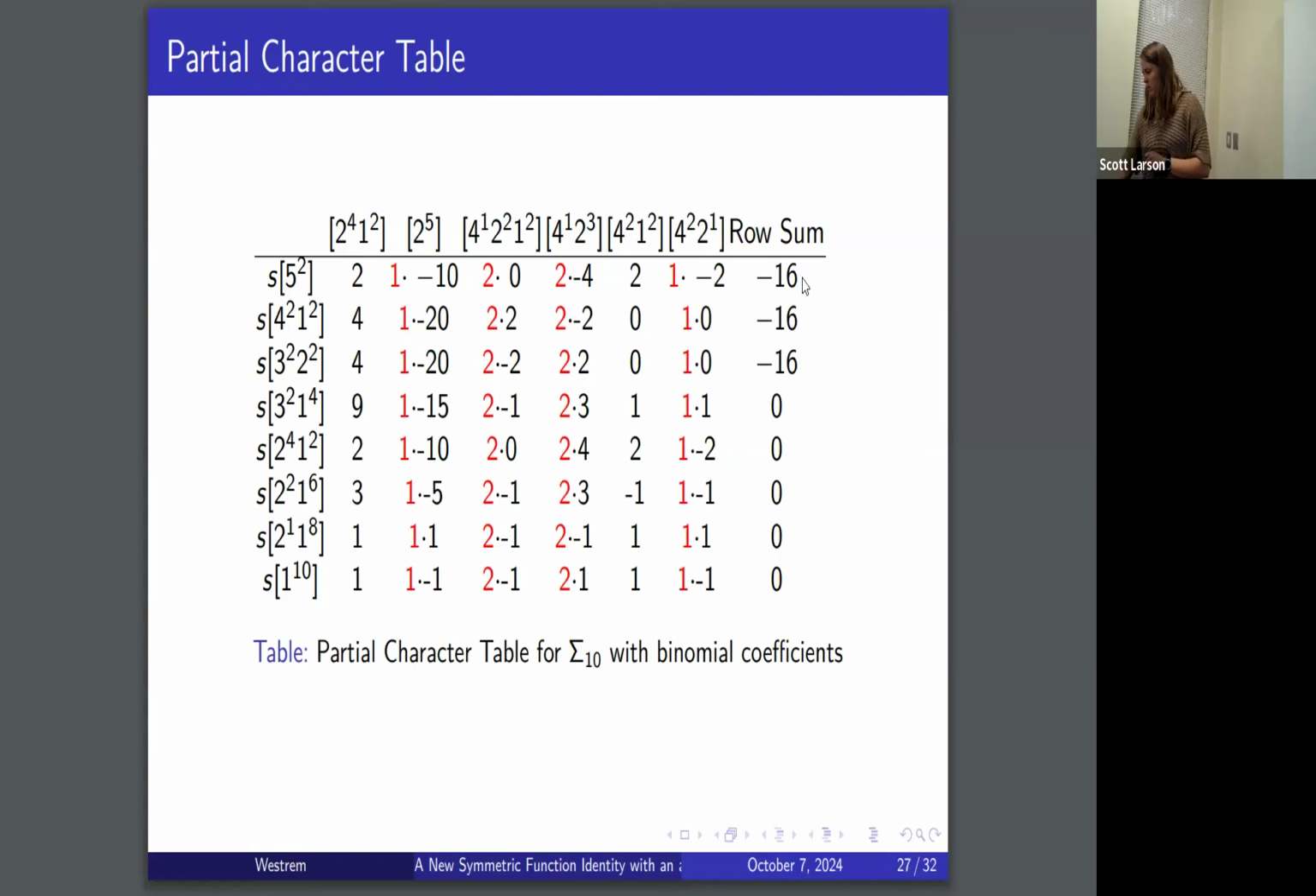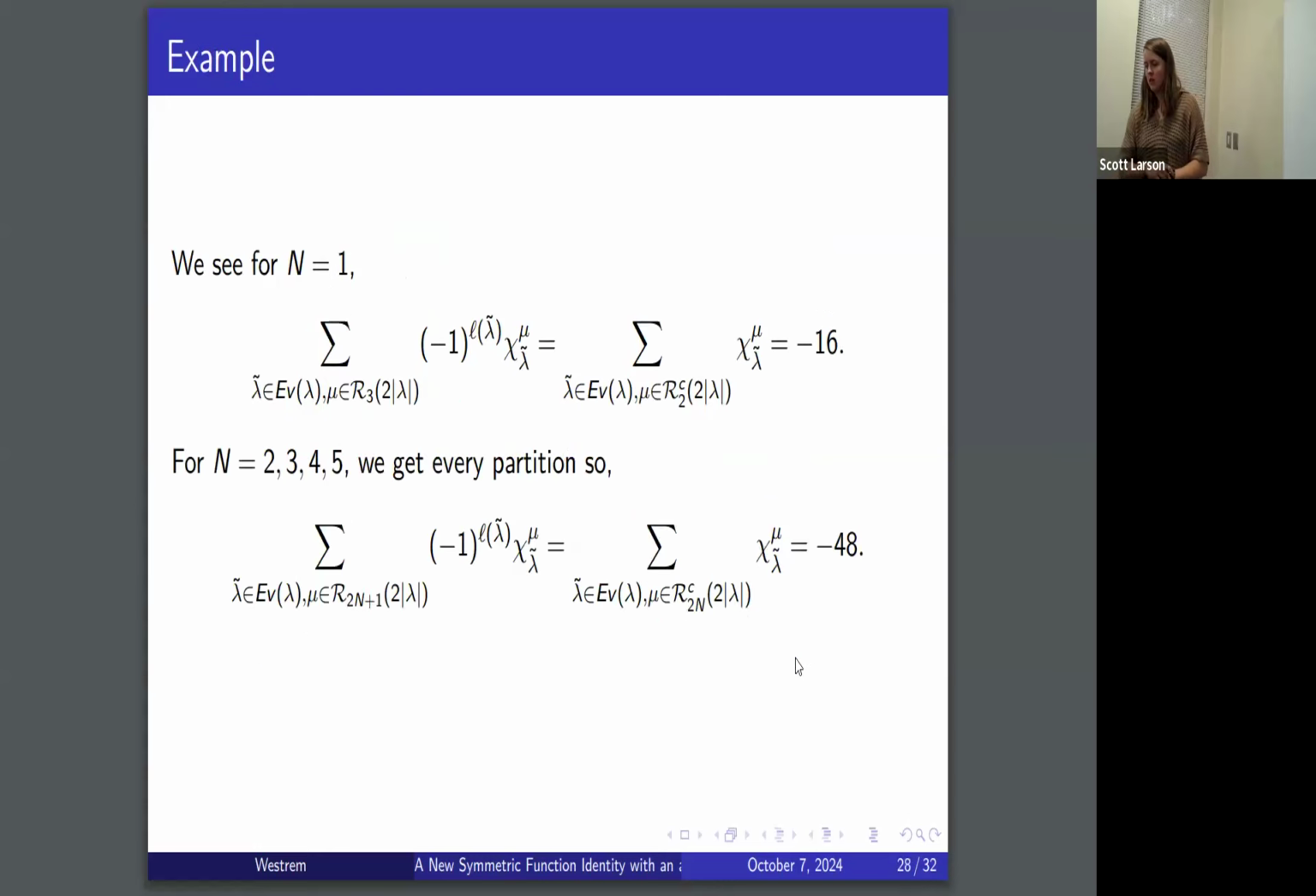So for the first one, we're looking at 2 capital N. So at most 2 parts, or at most 4 parts, 6 parts, etc. And so with these calculations, we see for capital N equals 1, we're restricted to 3 parts on the left-hand side. On the right-hand side, we're restricted to at most 2 parts because we had 2 capital N, and their characters sum to -16. For the other ones, in this small case, we would get every other partition and we get -48. So it works out.